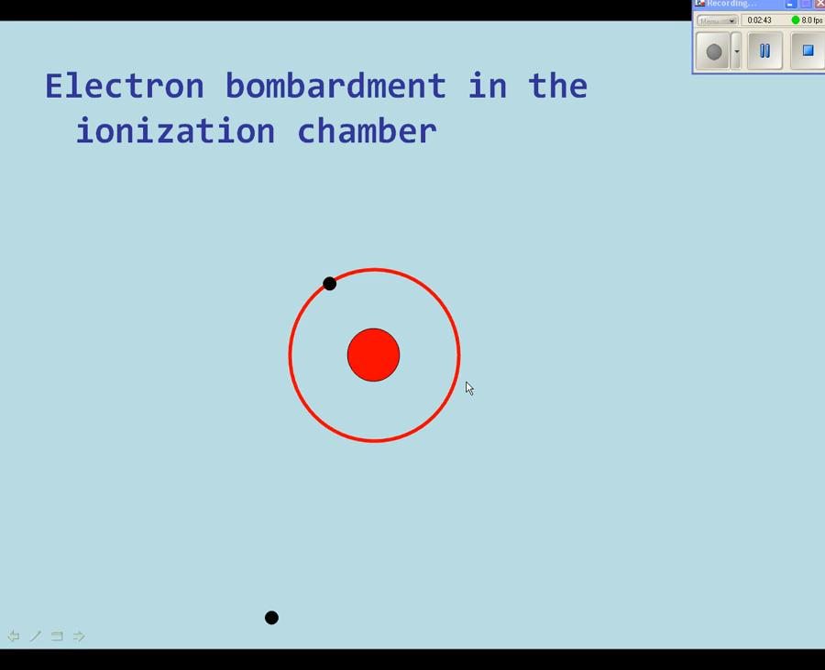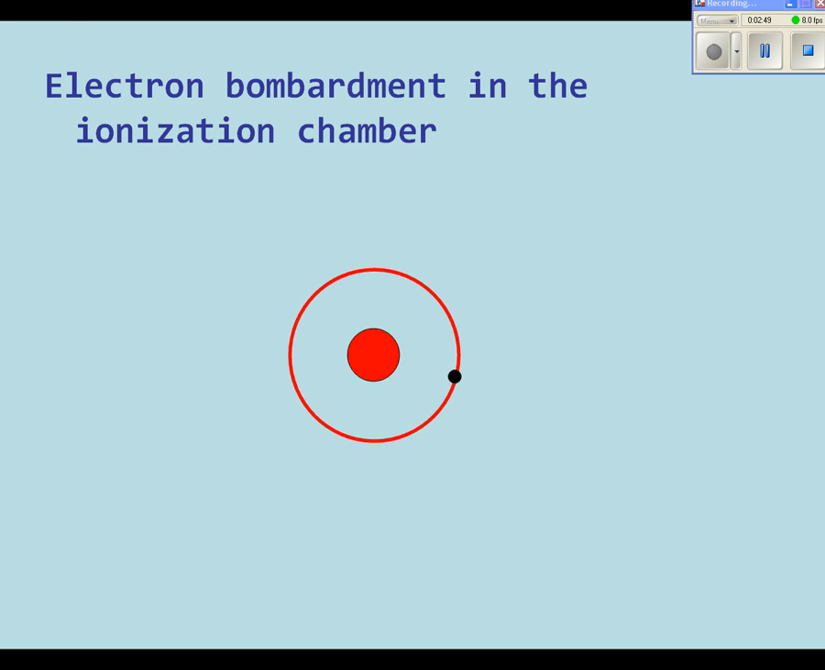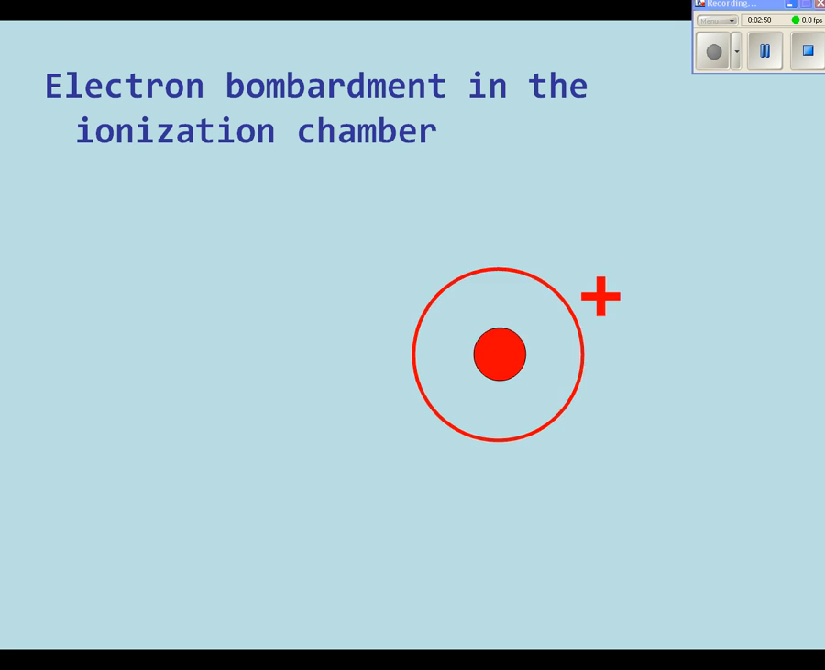Let's have a look at the animation. So here comes the electron, it's knocked out, and what happens is that as a result of losing an electron, let's look at it again, the atom becomes ionized. It becomes a positive ion. One more time, it becomes a positive ion because it's just lost an electron.